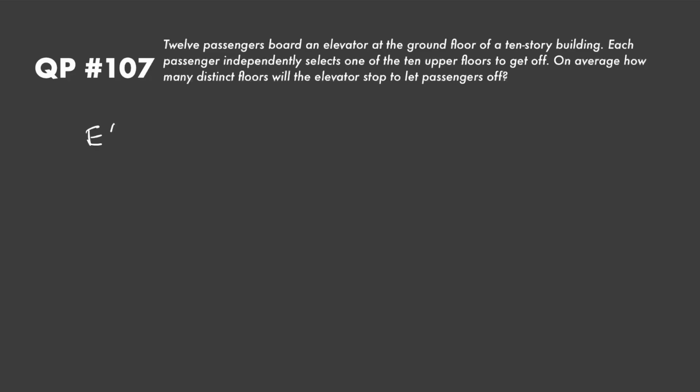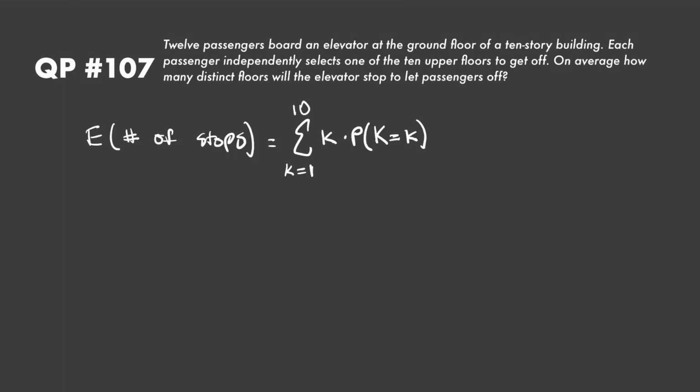So we're just trying to find the expected value of the number of stops that the elevator is going to make, and this is going to be a good question to show why linearity of expectation is so useful. So we know the definition of expected value. We're taking the sum over all the number of possible stops that we could have going from 1 to 10. We can't have 0 because obviously the passengers have to get off on some floor. So we take the sum over all the values that k can take times the probability of that k occurring.